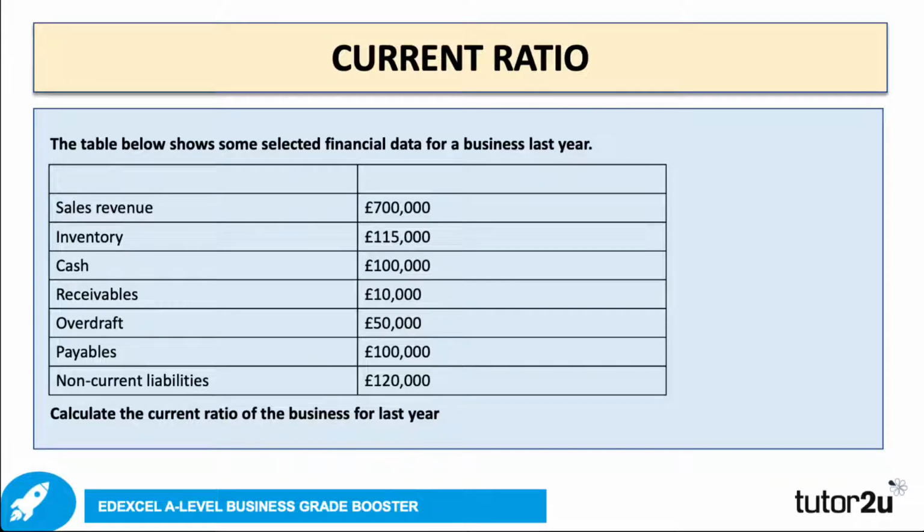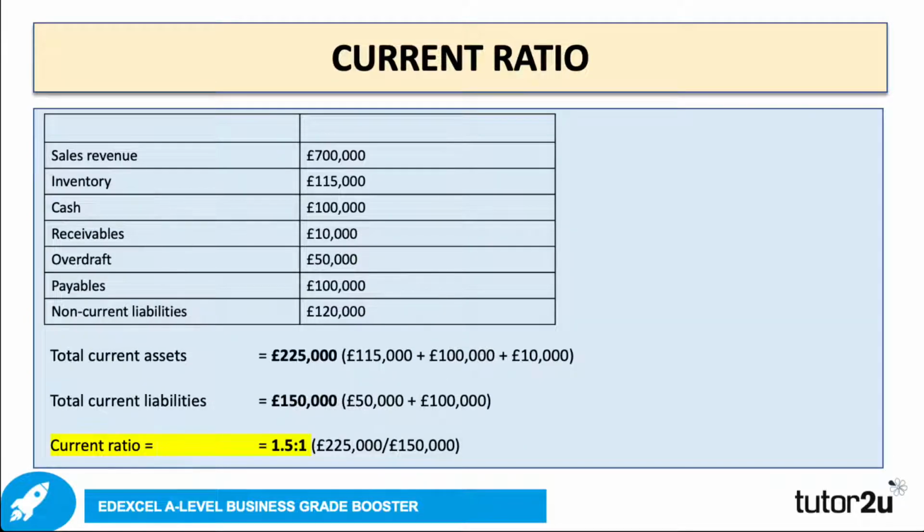But the answer is indeed 1.5 to 1. So we add up all our current assets, which is our inventory, cash and receivables. That's our total current assets. Then we work out our current liabilities, which is our overdraft and our payables. And then we divide the current assets by the current liabilities. Sometimes I've seen students then multiply that by 100. You don't. Why would you do that? Because you wouldn't be correct. So anyway, the answer is 1.5 to 1.